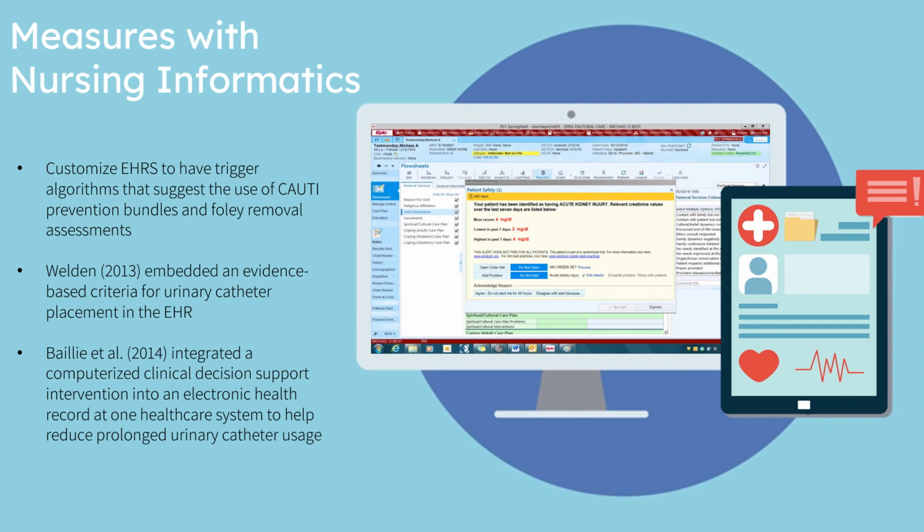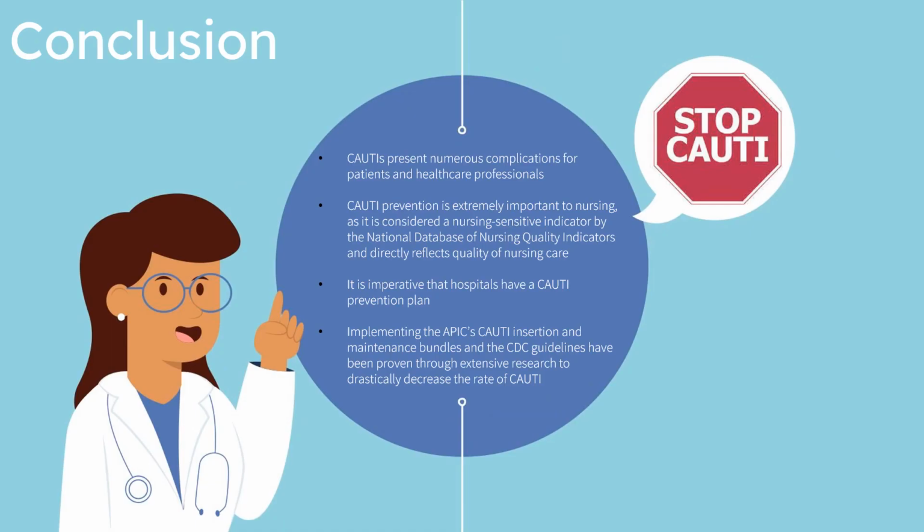Overall, it is very important to note the effectiveness of utilizing EHRs in the prevention of CAUTIs and the opportunities that EHRs create to provide higher quality care. With CAUTIs causing numerous complications, including death, it is imperative that hospitals have a CAUTI prevention plan in place to prevent such complications from occurring.